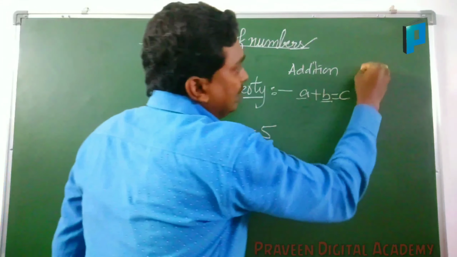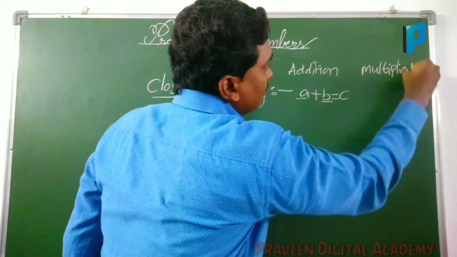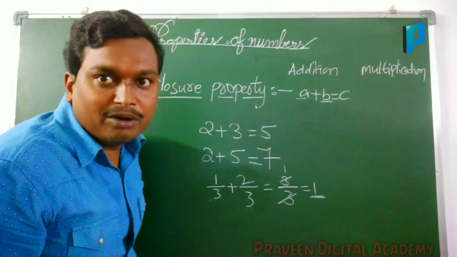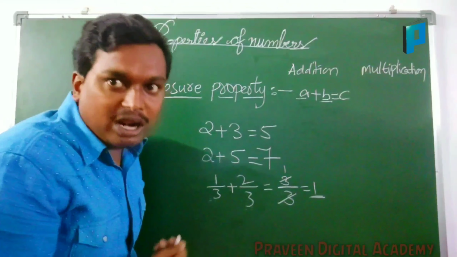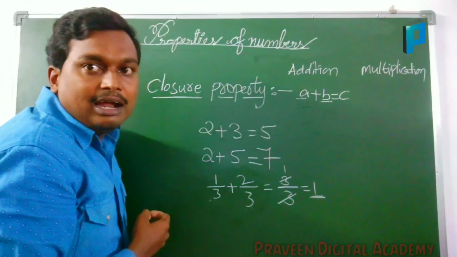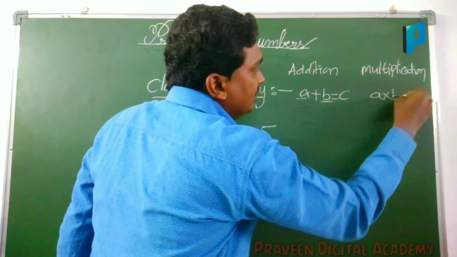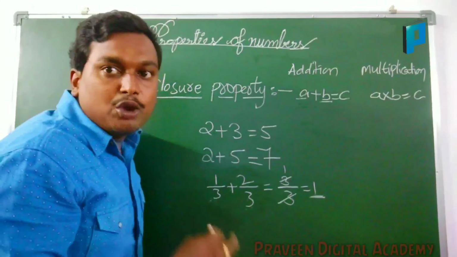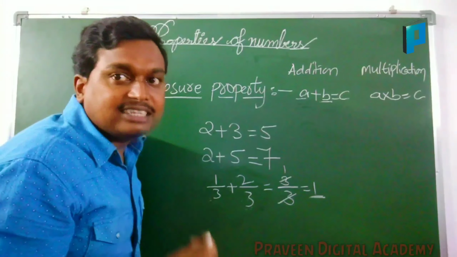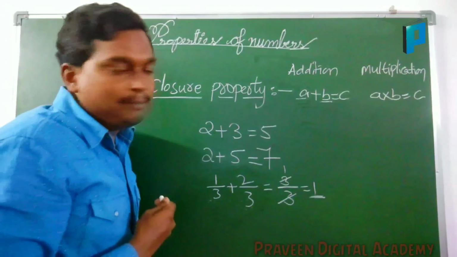Now let us go for multiplication. The product of any two numbers gives one more number, which is called closure property under multiplication. Here A into B is equal to C. Here you have to multiply two numbers to get one more number. Such a property is known as closure property under multiplication.